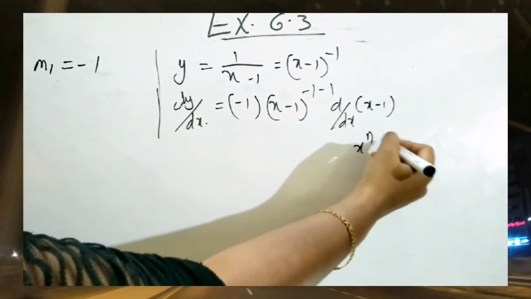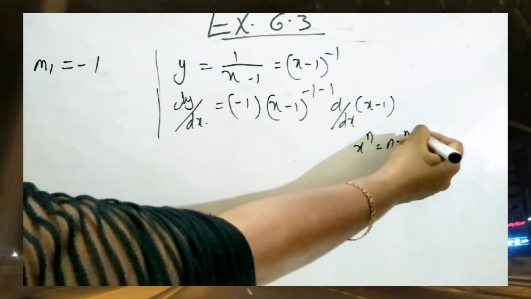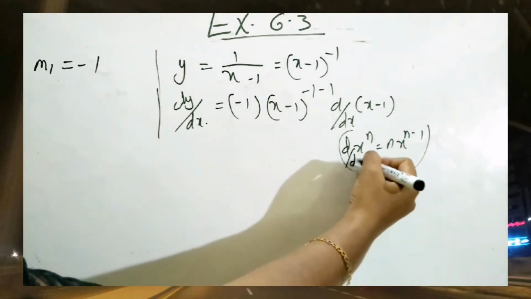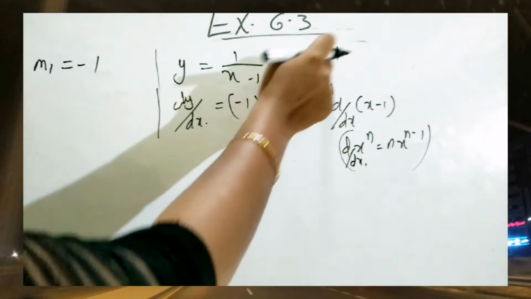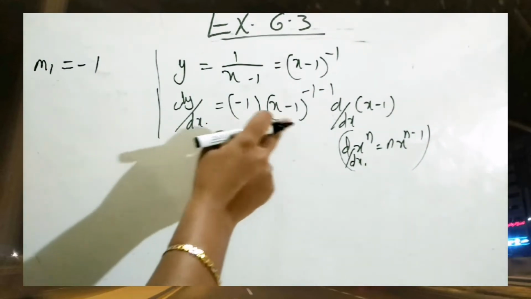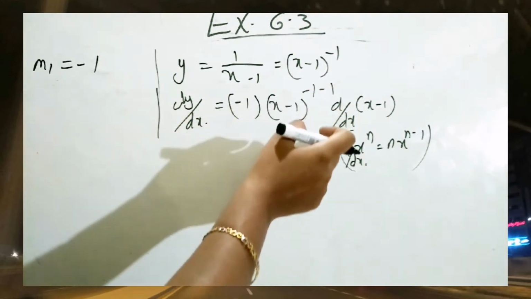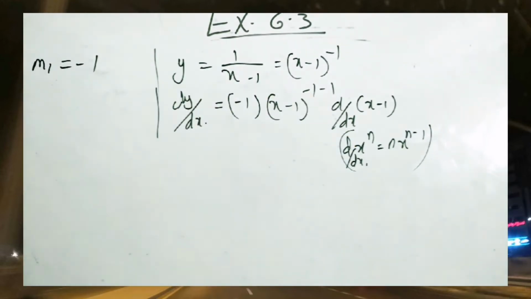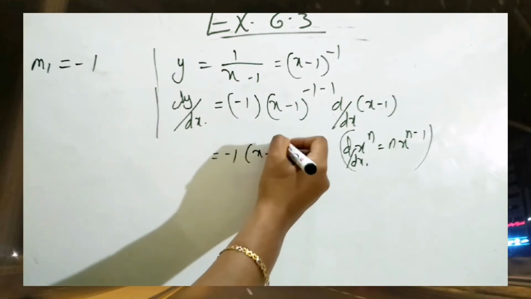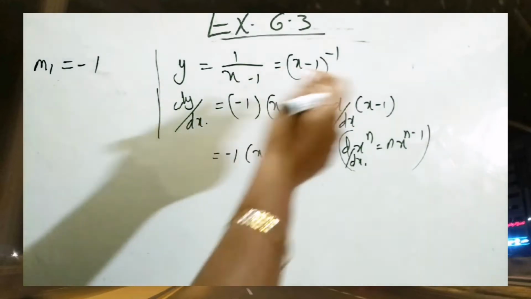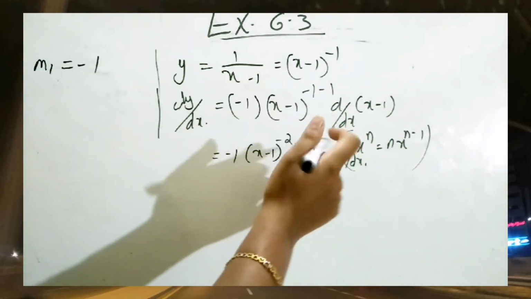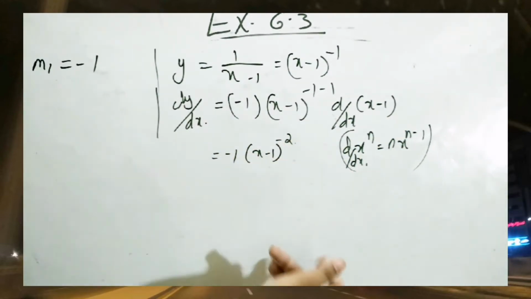Here we are using the result of the derivative of x raised to n, that is n into x raised to n minus 1. So by using that result we will get x minus 1 all raised to minus 1. Instead of n we have minus 1. So minus 1 into x minus 1 all raised to minus 1 into the derivative of x minus 1, and this is equal to minus 1 into x minus 1 all raised to minus 2. We know that the derivative of x is 1 and the derivative of minus 1 is 0. So actually we will have into 1. No need to write it.